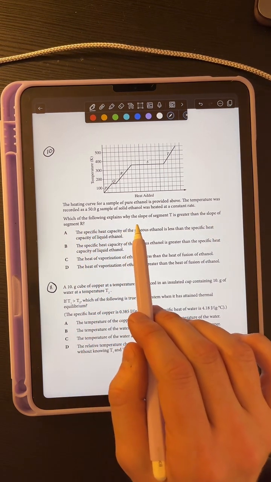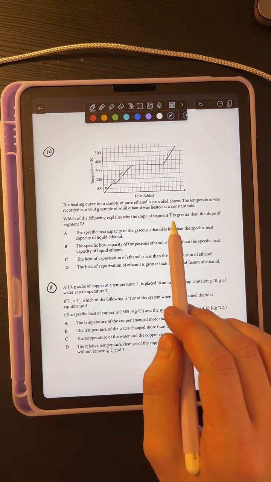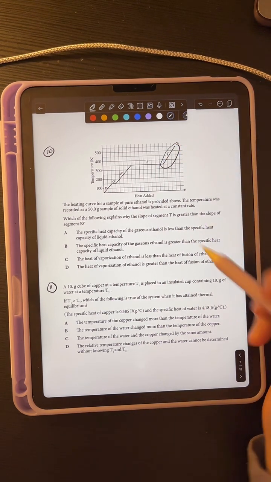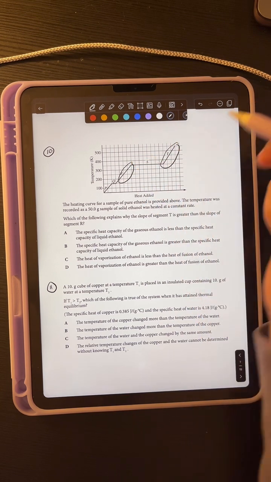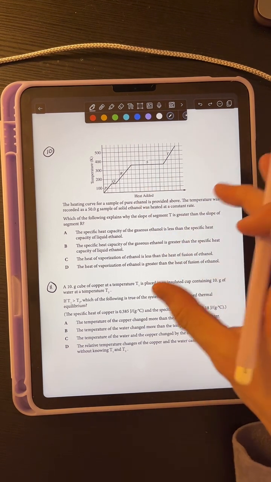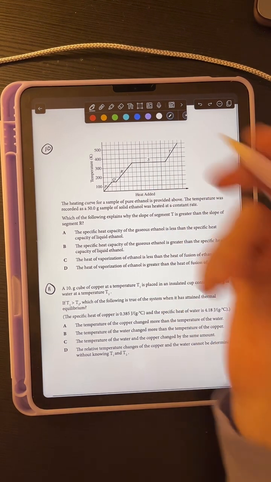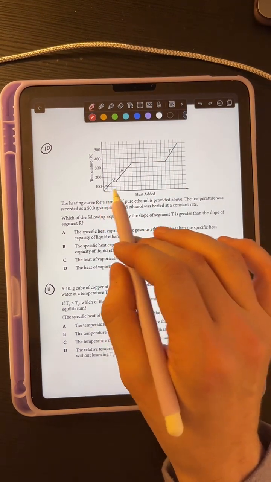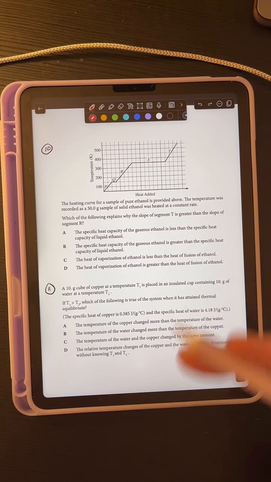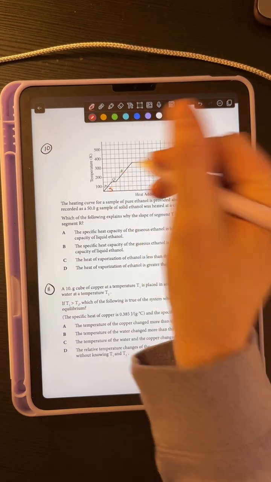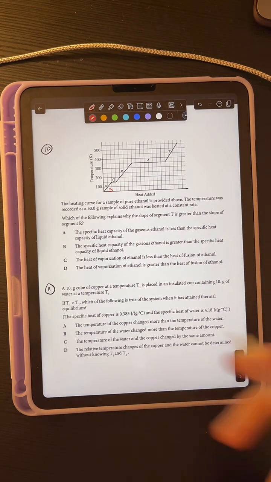Which of the following explains why the slope of segment T, so this is segment T right here, is greater than the slope of segment R, which is there. So we're looking at the slopes of those two segments. So let's quickly talk about what a heating curve looks like. Heating curves tell us the phase in which something is at a particular temperature. When we start out at P, we're just going to be a solid.